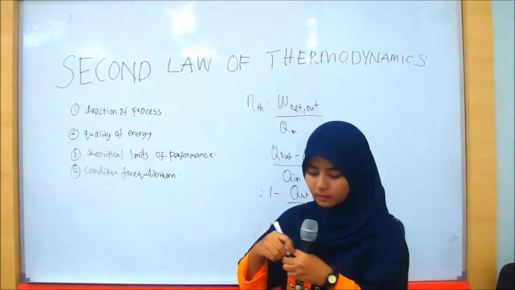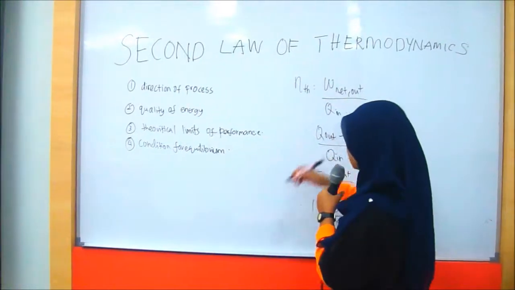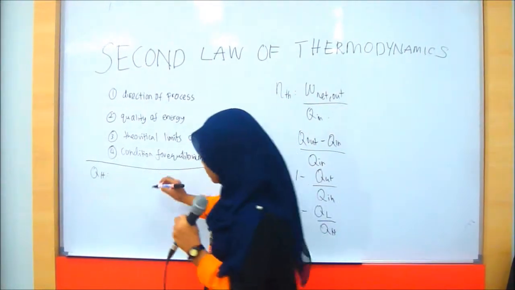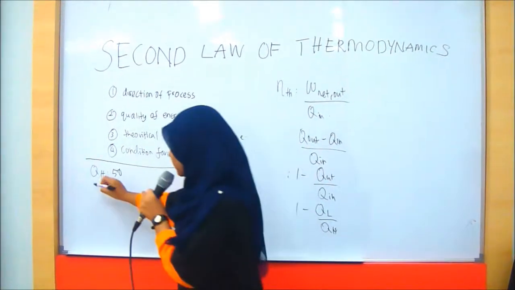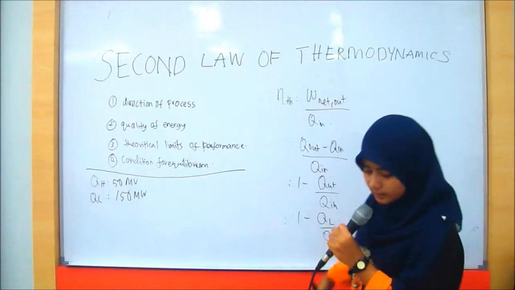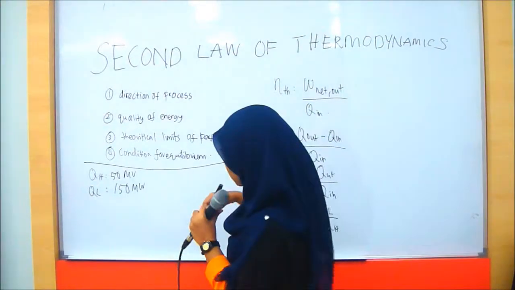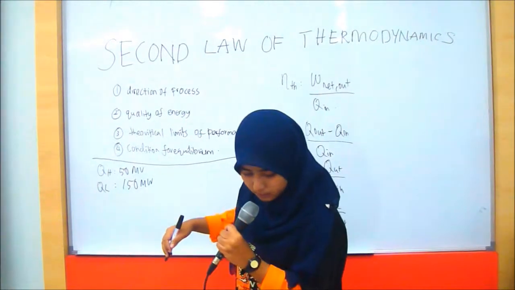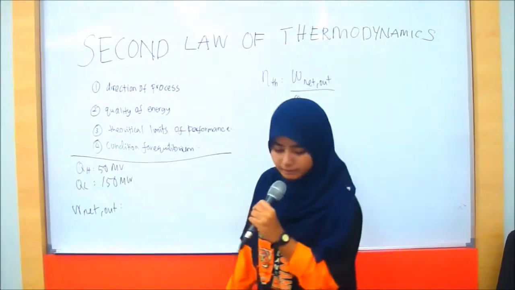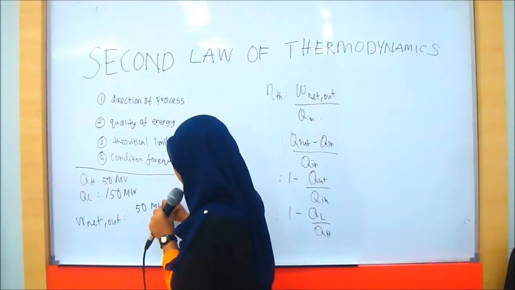We write the details first. What they give: QH equal to 150 megawatts, net work output is 50 megawatts. Now using this equation, we have to determine the thermal efficiency.